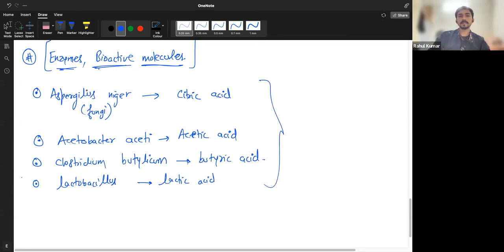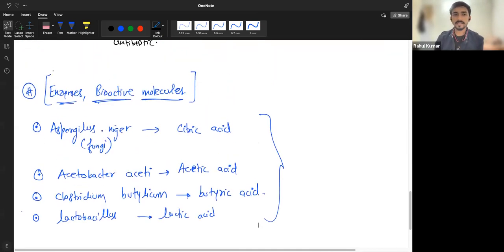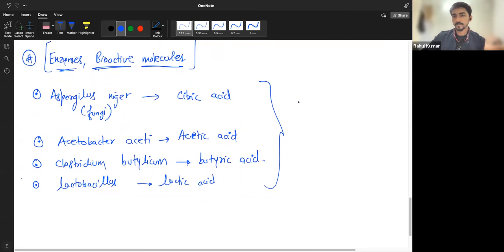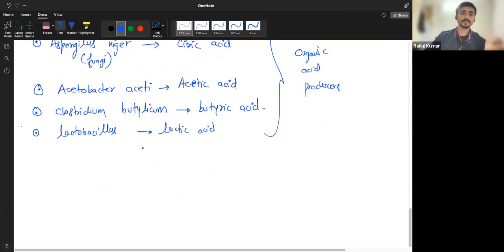So these are acid producing organisms. Organic acid is also a bioactive molecule. It shows effects in living systems. So these are organic acid producers, most common examples.